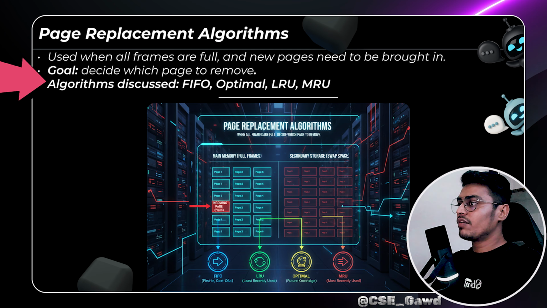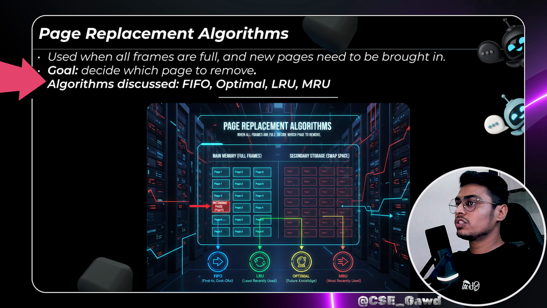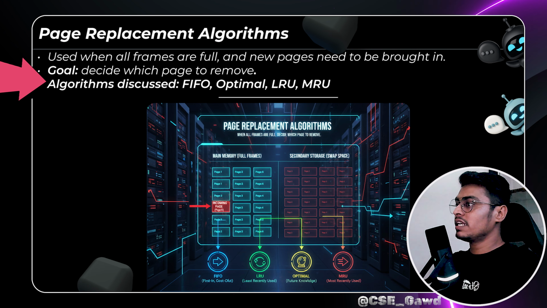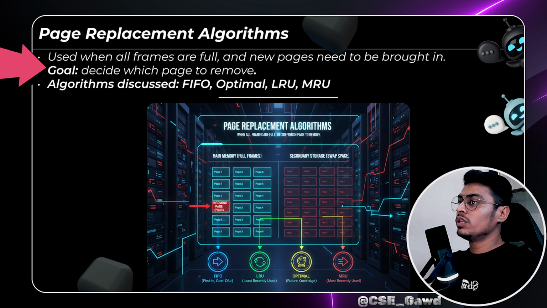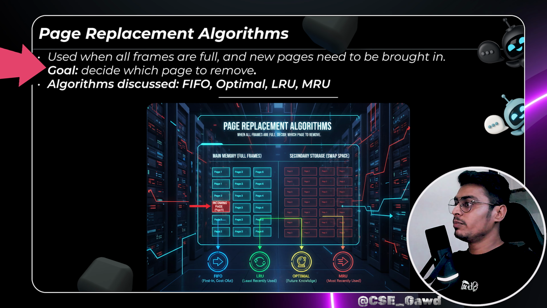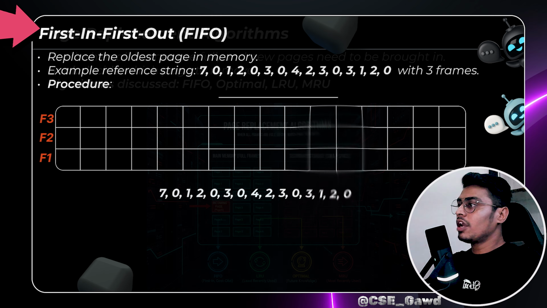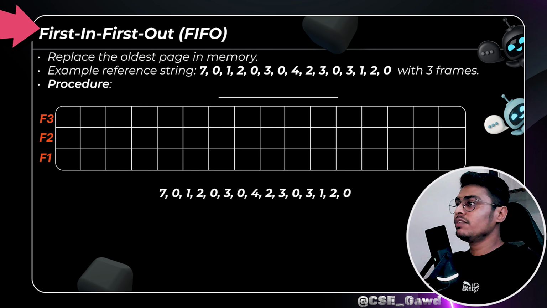There are several page replacement algorithms, but we will focus on the three most common and important ones: first in, first out (FIFO), optimal page replacement, and least recently used, and MRU, most recently used. Each algorithm has its own strategy for deciding which page to remove when replacement is necessary. Now, moving forward to the FIFO, first in, first out algorithm.